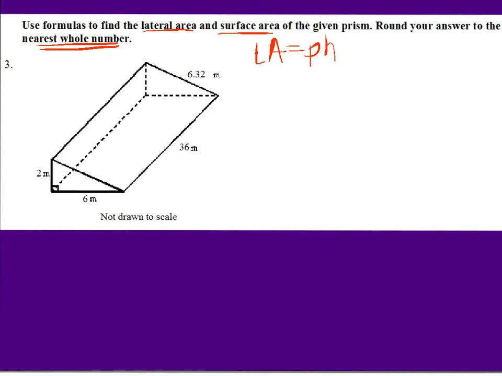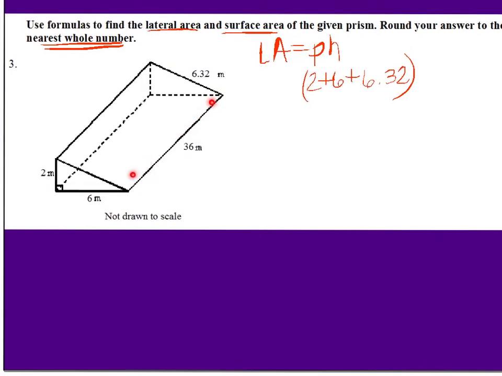So for perimeter, I'm going to add up all my sides. This side is 2, this side is 6, this side is congruent to this side, which is 6.32. So perimeter again was 2 plus 6 plus 6.32. My height is again what connects your base to your base. So my height is this distance right here, which is 36. All you have to do is plug that into your calculator. So plugging this in, we get that our lateral area is 516 meters squared, rounding to the nearest whole number.